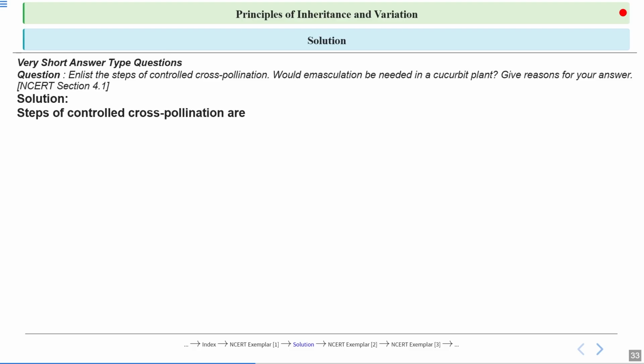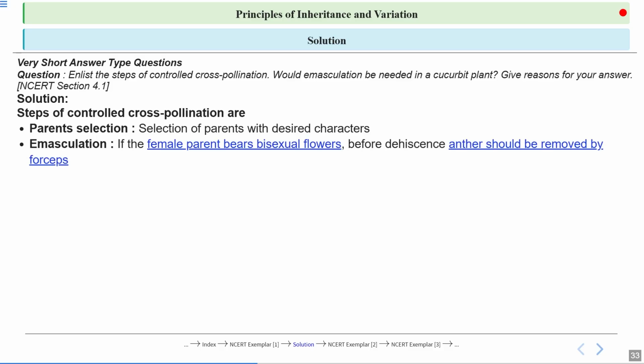Now, what are the steps of controlled cross-pollination? First is selection of the parents. So parents should be selected having desired characters. Then emasculation is done. Like the pea plants, which were bisexual, these plants were emasculated, meaning the anthers were removed so as to prevent self-pollination. We want to prevent self-pollination and we want to cross-pollinate the flowers with the desired pollen.